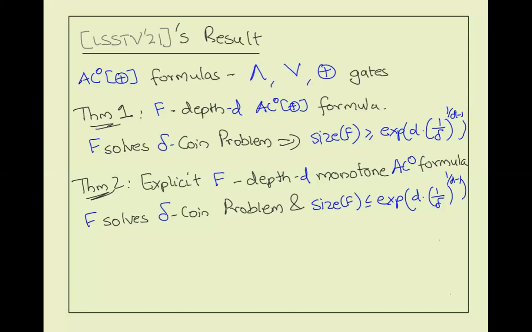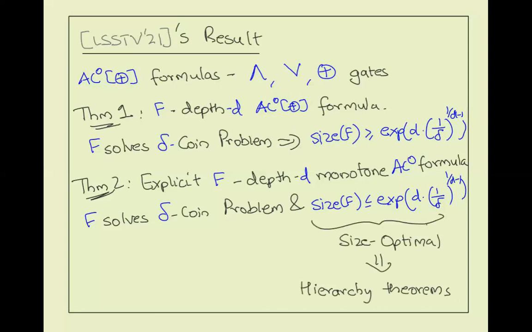And interestingly, this is the only problem for which, as far as I know, we have matching upper and lower bounds in this very classical circuit model. And why is that important? Well, as soon as we have optimal upper and lower bounds for a problem, we get hierarchy theorems for that model.